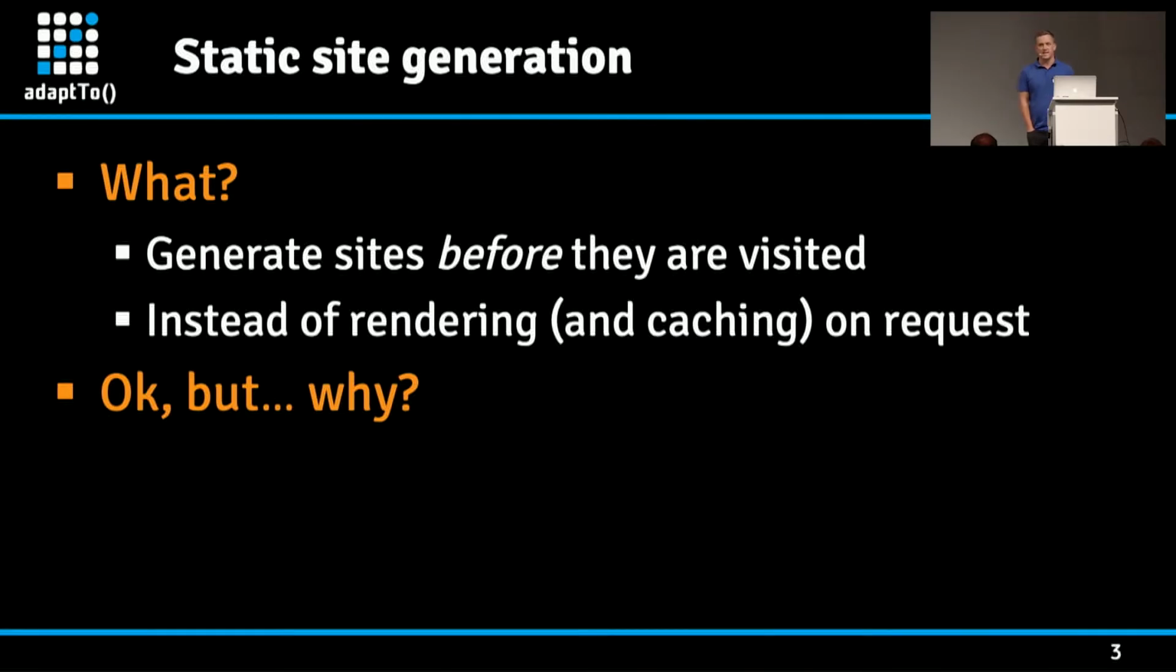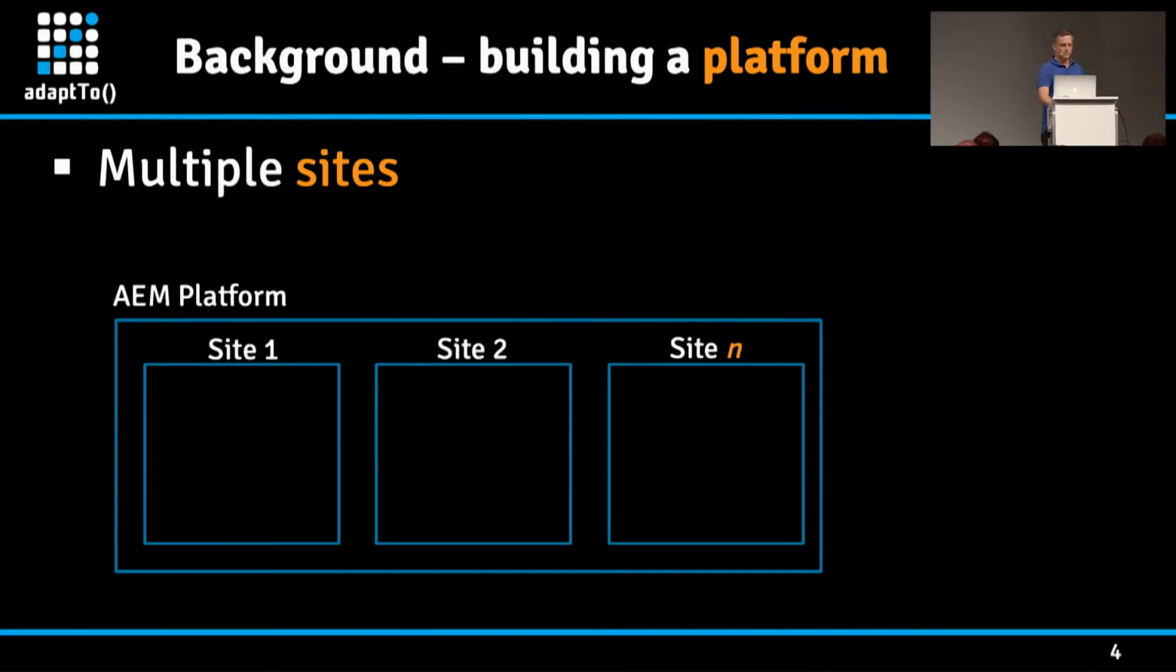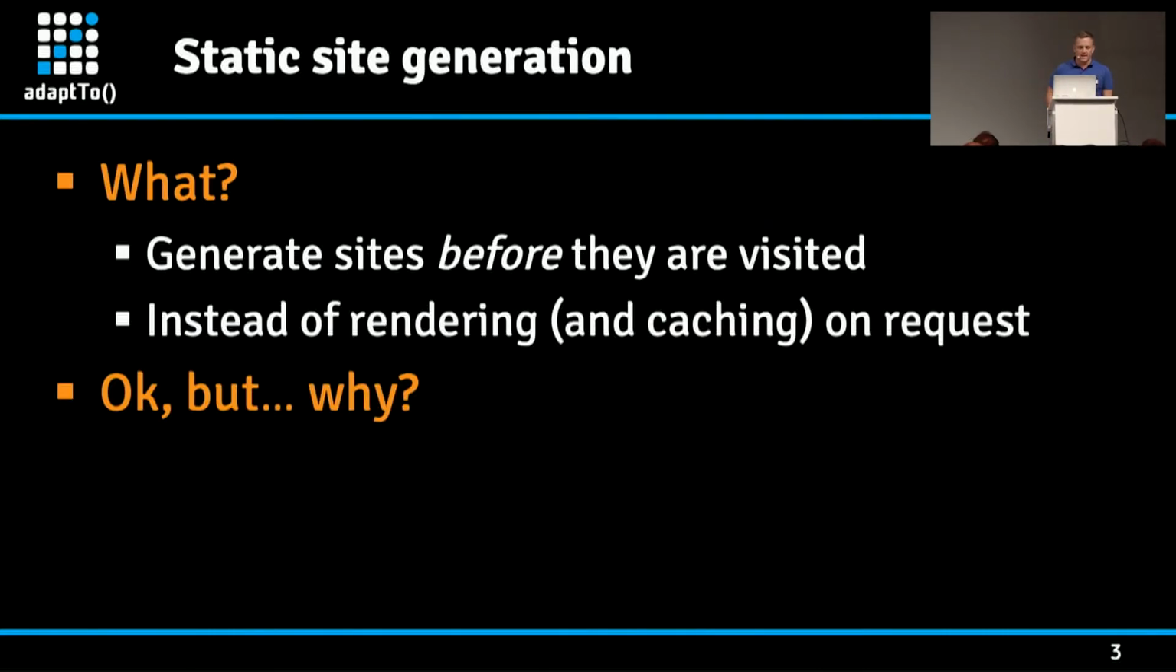So what is static site generation? It's basically generating the sites ahead of time, before they are visited. Instead of rendering those pages when they're first visited, as would normally happen with AEM, where you'd create those pages on the author, push those out to the publish, and then when that first request comes in, rendering those and potentially caching those on the dispatcher. So, but why would we do this?